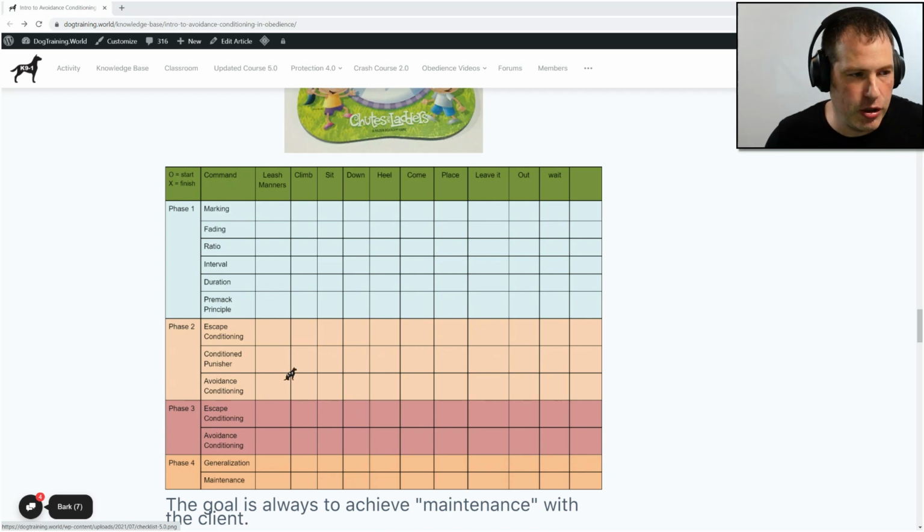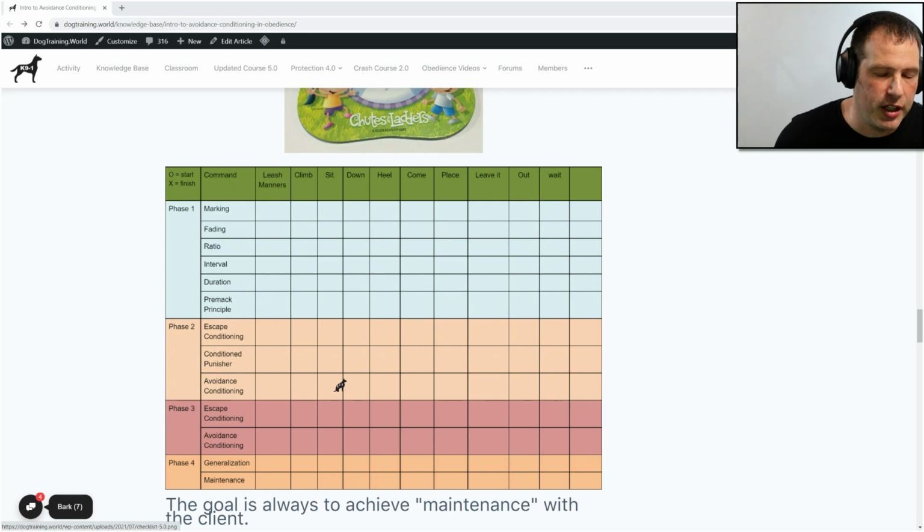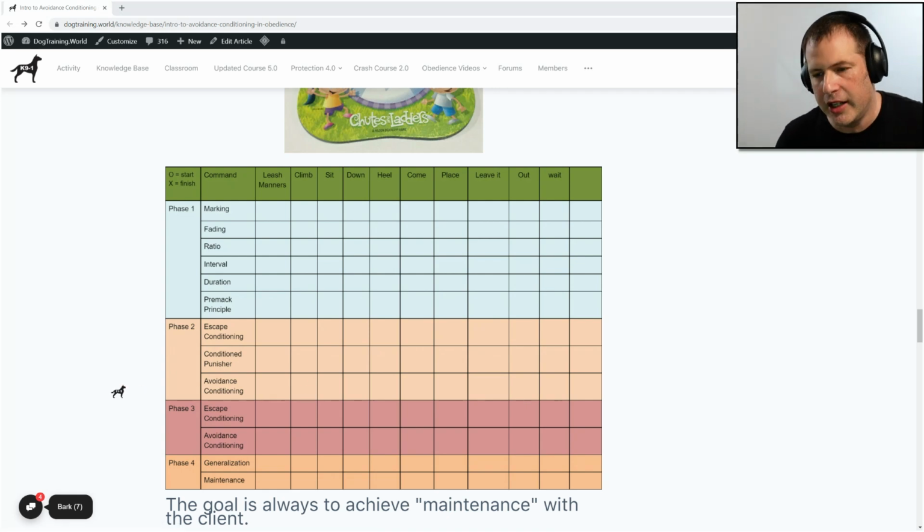You set your limits to a point where, if you and your client are being technically correct and you just cannot get the dog to avoid punishment, it probably means that the competing motivator is much too high or not something you can reasonably do at this stage, and you would have to work on it at phase 3.